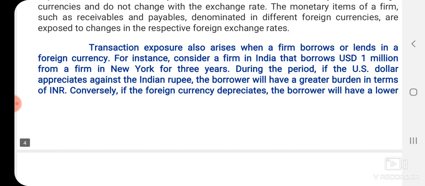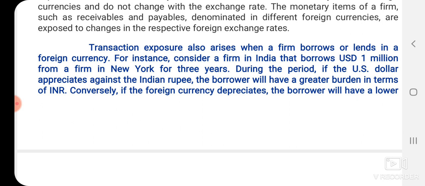Okay, for an effective understanding of transaction exposure, we can discuss a brief example here. Then it will be still more effective for you. Transaction exposure also arises when a firm, it may be firm A or firm B, borrows or lends in a foreign currency.